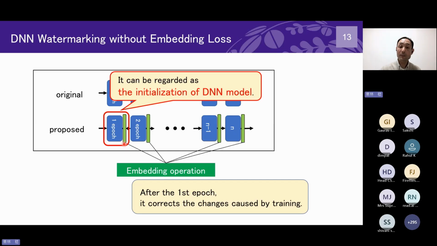Then after the first epoch, at the second epoch, all of the parameters will be updated. Therefore, the embedding operation corrects the changes caused by the training at the second epoch. Then the third epoch updates the weight parameters, and then the embedding operation will correct the changes. So by using these operations for each iteration of the epochs, the embedding of the watermark is still kept.